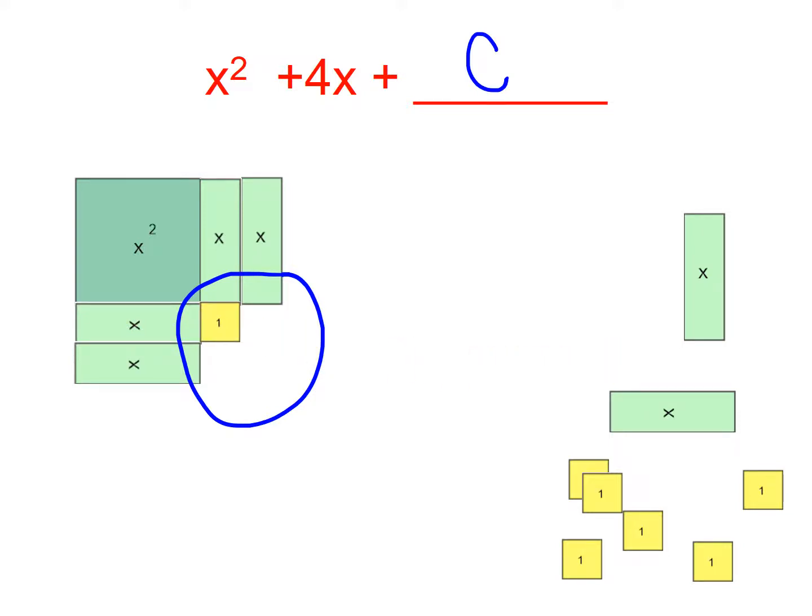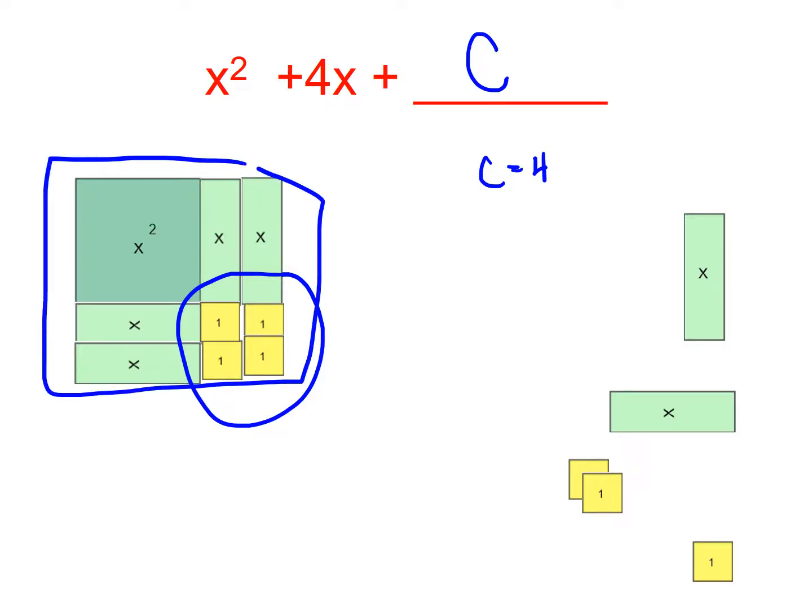We can fit 1, 2, 3, and 4. So in this example, my C would equal 4. So in order to complete this square, to finish this expression, we would have to add 4 where this C is. So we would have to say x squared plus 4x plus 4 is equal to 0 in order to keep solving. Let's look at another one.